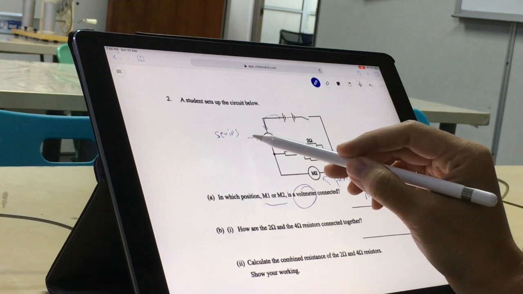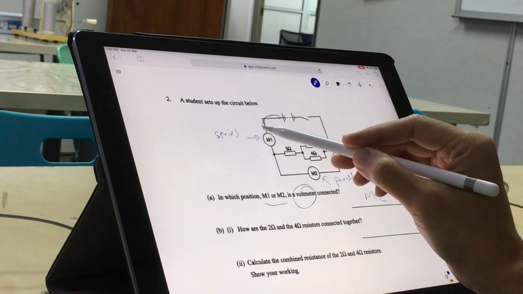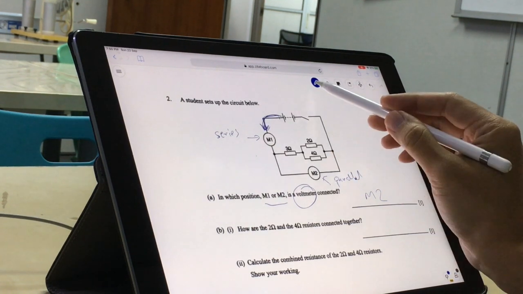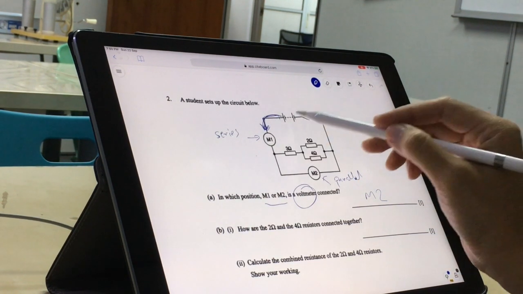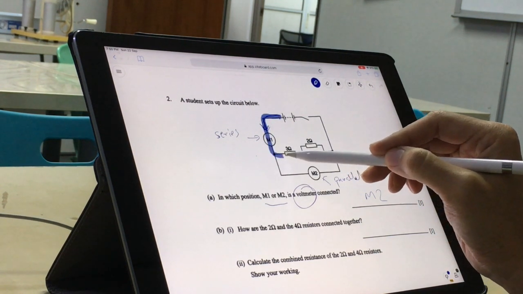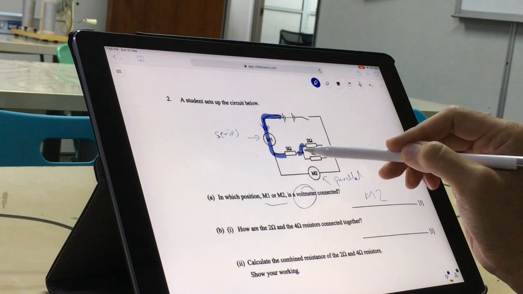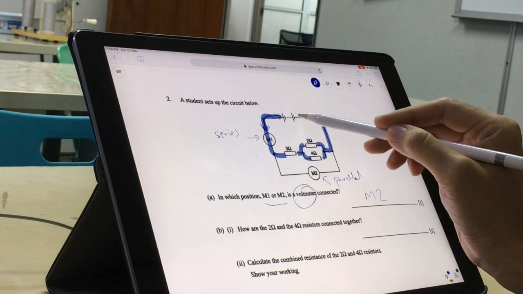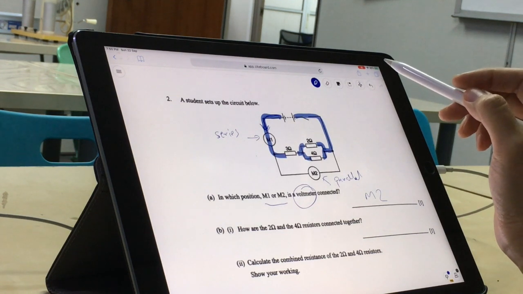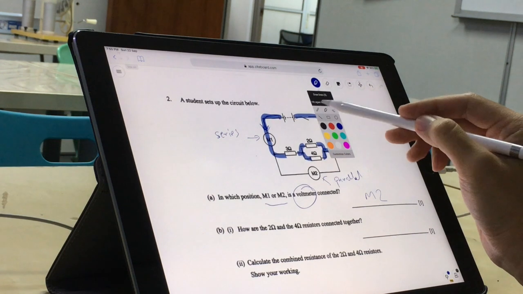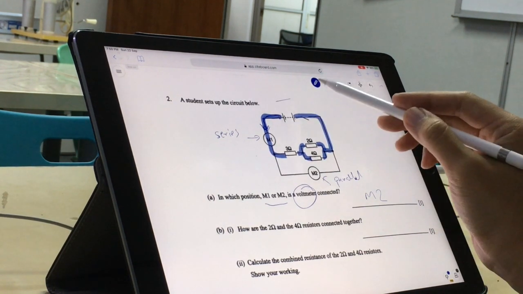Okay, because M1 is in the flow. You see, this is the flow of the current, the blue color. The current flows this way, like water flow. The current flows here and goes back. The blue color is the current flow.